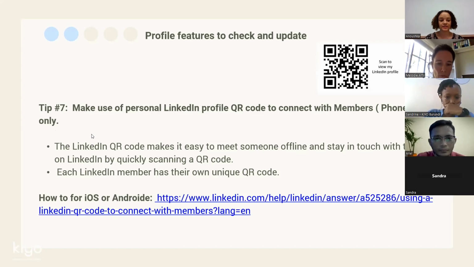Another additional feature that is available to you on LinkedIn for your personal profile that is good to make use of is there's a LinkedIn QR code. It makes it easy to meet someone offline and stay in touch. So this feature provides a simple and efficient way to find LinkedIn members and then to connect with them quickly by scanning a QR code. So each LinkedIn member has their own QR code. This function is only available on the phone application. So again, below there's a link on how you can find it via iOS or Android.